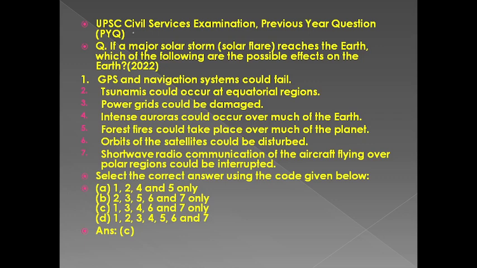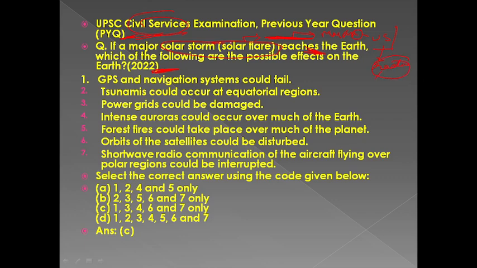So here is one of the previous year's questions which was asked in the preliminary examinations in 2022. If a major solar storm or solar flare reaches the earth, I have already discussed solar flares with you. What happens with a solar flare? It occurs on the surface of the sun due to disruptions or twisted magnetic fields. And recently the US had some disruptions in its radio communication. So this is the news we have already seen.